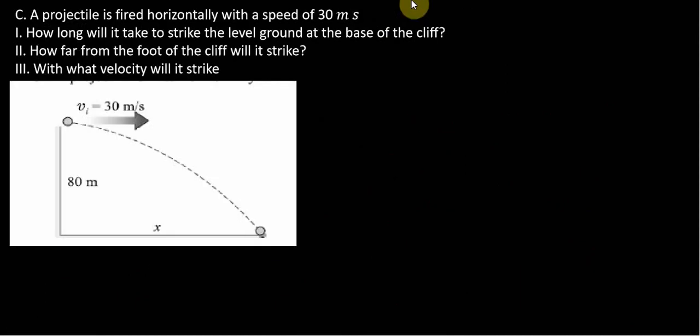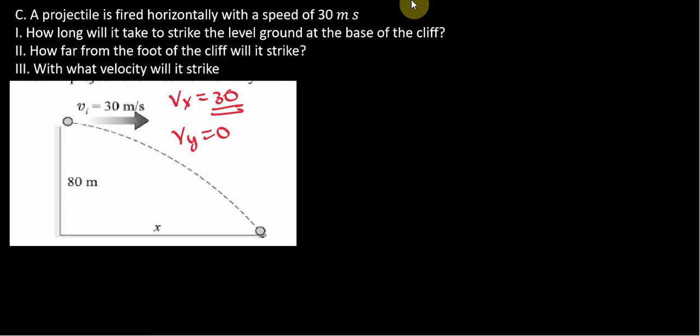Okay, now let's look at this one. The projectile is fired horizontally with a speed of 30. How long will it take to strike the level ground at the base of the cliff? In this situation, remember that they've said the velocity was fired horizontally. So that is the velocity in the x-axis. What is the velocity in the y-axis? It will be 0, because they fired the projectile horizontally with that speed. So the velocity in the x-axis is 30, but in the y-axis is 0.